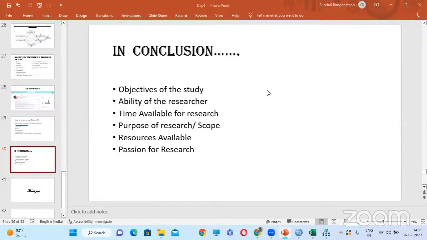Ma'am, one more doubt. In case of a conceptual paper, how do we have to do that? In case of collecting data, we know the method: research methodology, interpretation, findings, conclusion. In case of a conceptual paper, how do we have to write the paper?